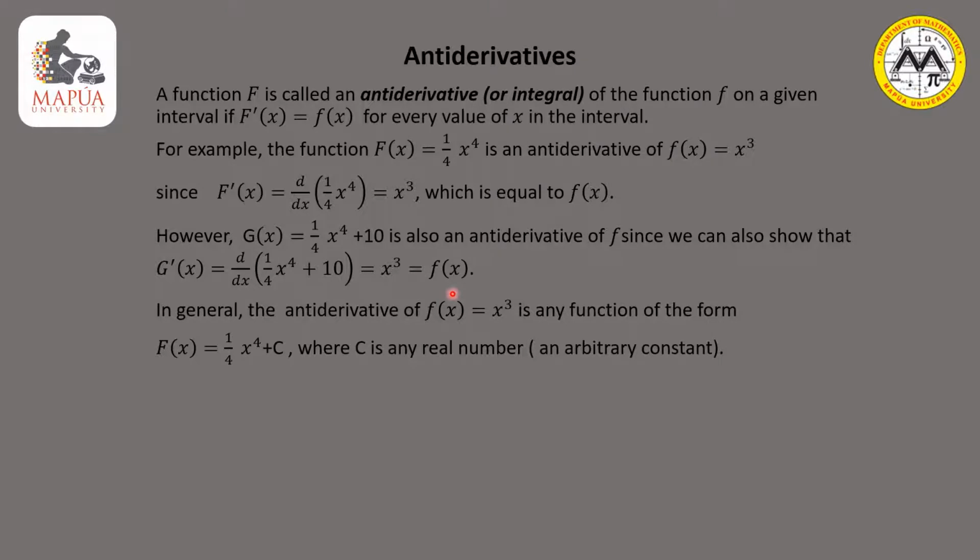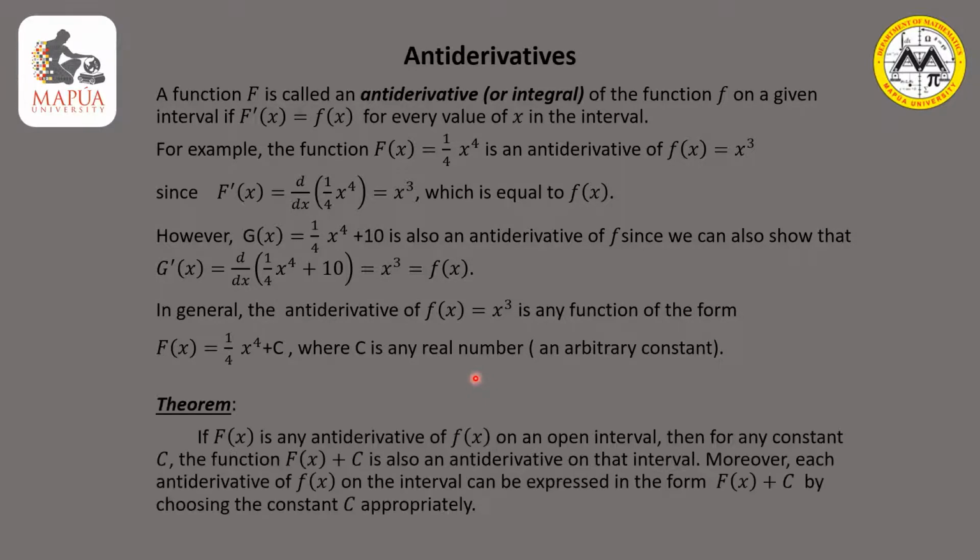So what can be said in general? The antiderivative of a function f of x, which is equal to x cubed, is any function of the form capital F of x is equal to 1/4 x to the fourth plus c, where c is any real number. This is what we call an arbitrary constant.